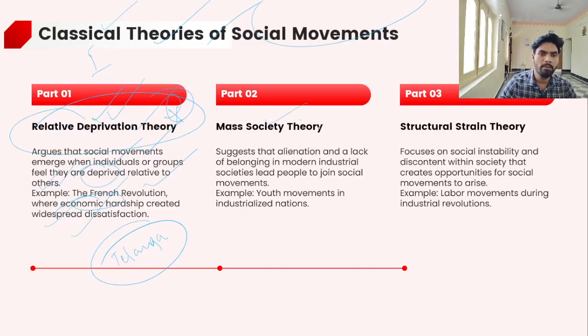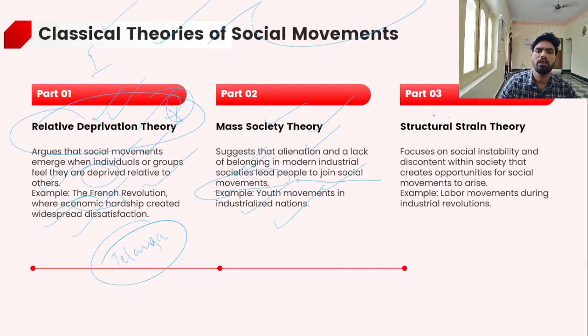The second one is mass society theory. It suggests that alienation and a lack of belonging in modern industrial societies lead people to join social movements. Alienation due to the industrial revolution and the separation of certain communities from the rest of society leads people to join one movement or the other to get a sense of belongingness. Examples are youth movements in industrialized nations.